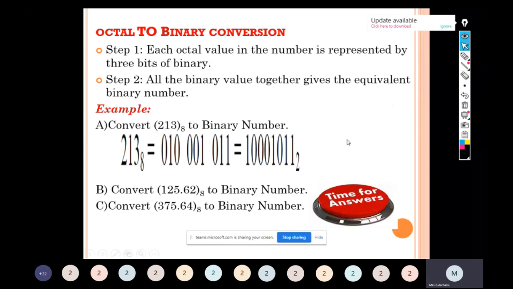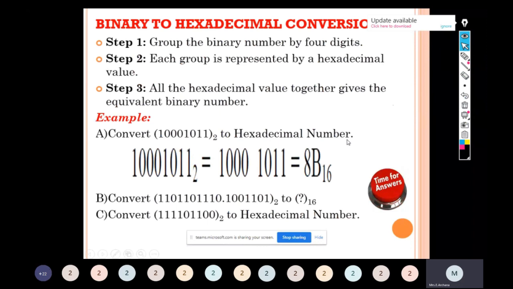So the next type of conversion is binary to hexadecimal conversion. For binary to octal, we grouped 3 bits. The same as like that, we are going to group the binary number by 4 digits. That is our step 1. Then each group is represented by the corresponding hexadecimal value. All the hexadecimal values together give the equivalent number. So they will give us an equivalent hexadecimal number. So combine all together to get the hexadecimal number.